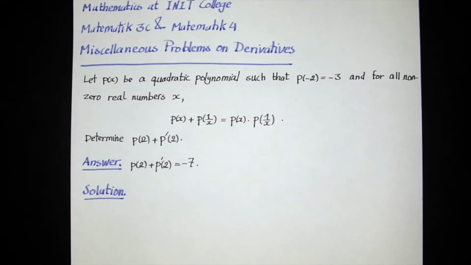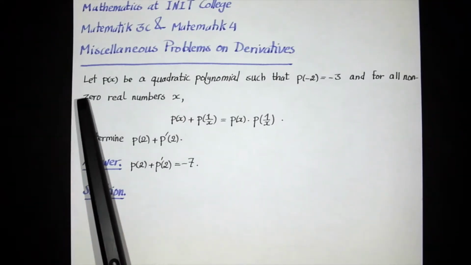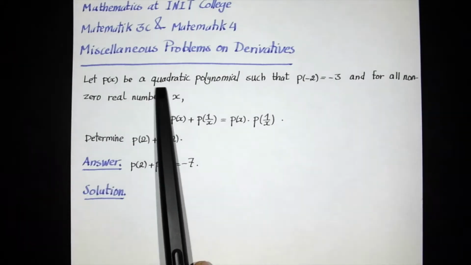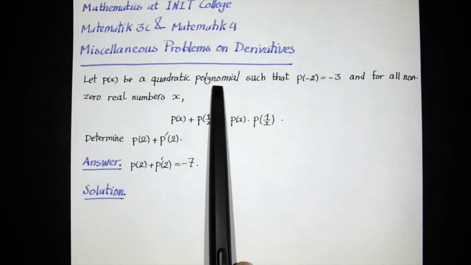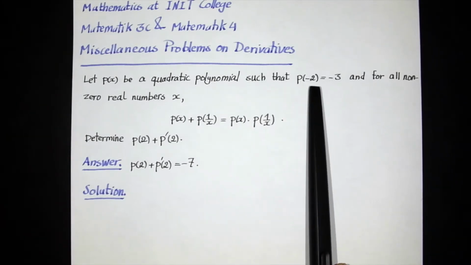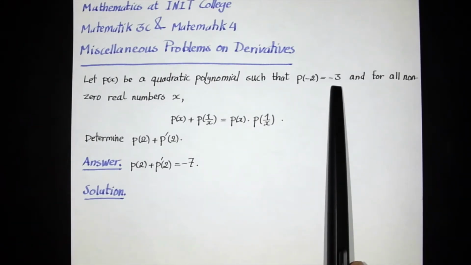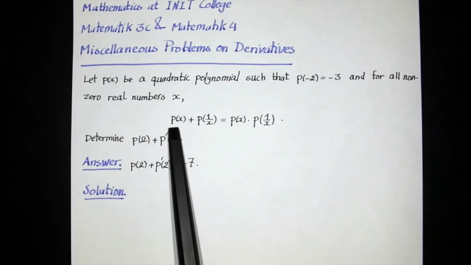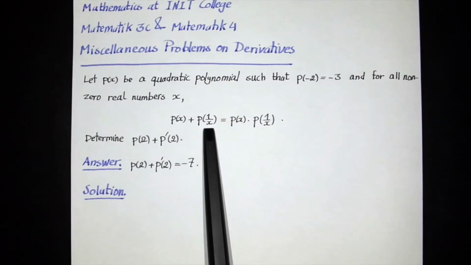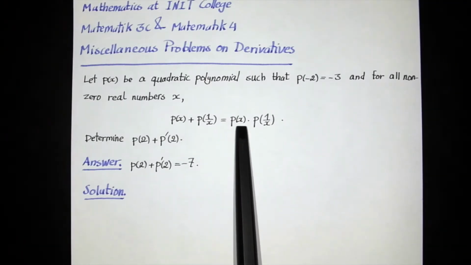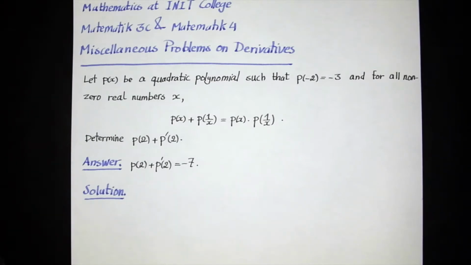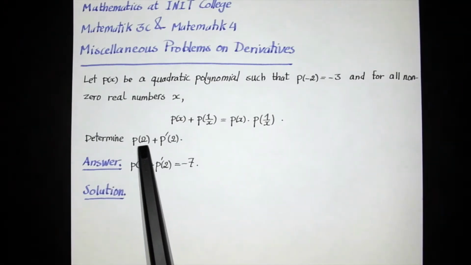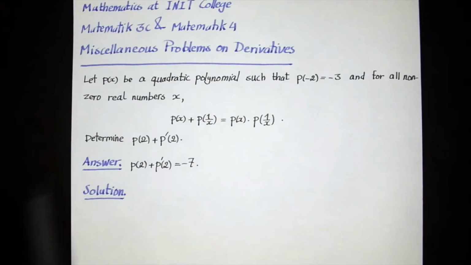Miscellaneous problems on derivatives. Hi, this is Babak. In this video I'm going to solve the following problem for you. Let p of x be a quadratic polynomial, a polynomial of degree 2, such that p of minus 2 is equal to minus 3, and for all non-zero real numbers x, we have p of x plus p of 1 over x equals p of x multiplied by p of 1 over x. Determine p of 2 plus p prime of 2.